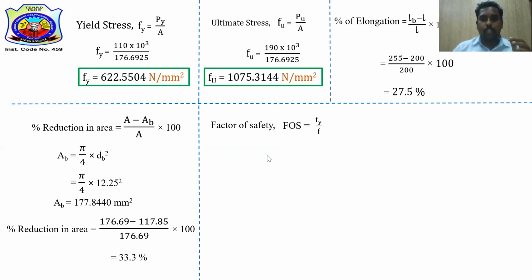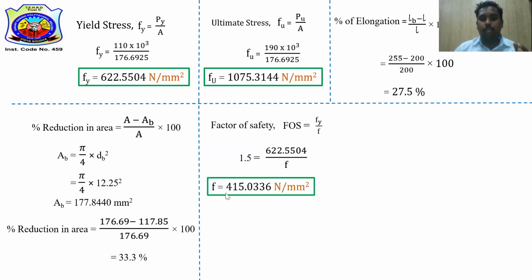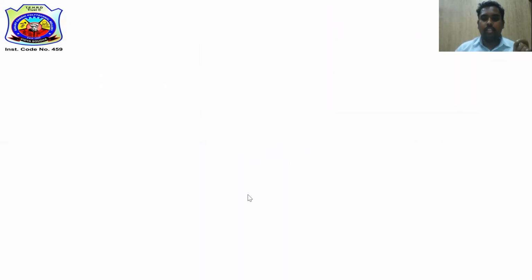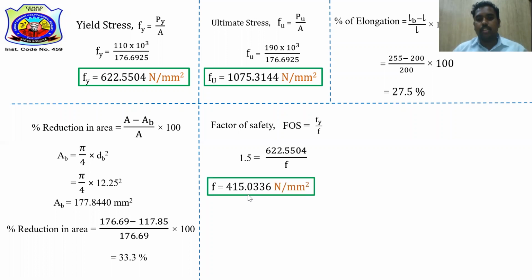Simple. Substitute the values. Factor of safety 1.5 equals yield stress, which we have just calculated, 622.5504, divided by F. On cross multiplication, I'll get the value of F as 415.0336. So this is the answer for safe stress.